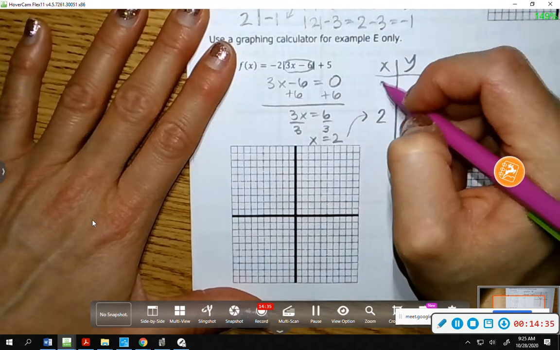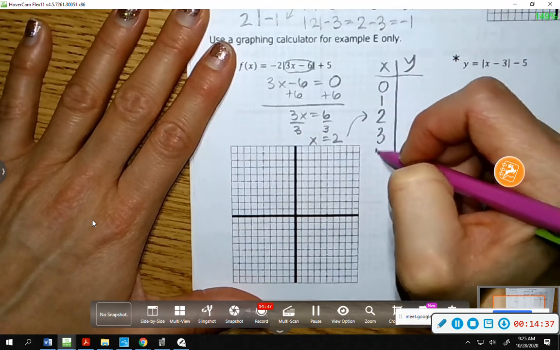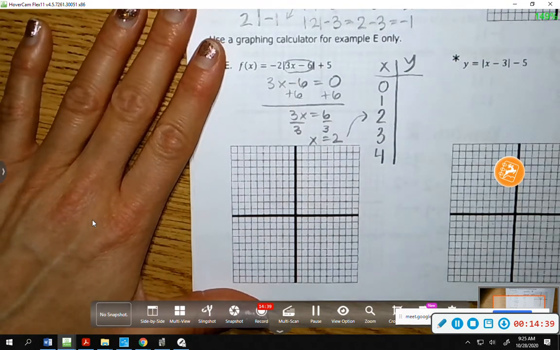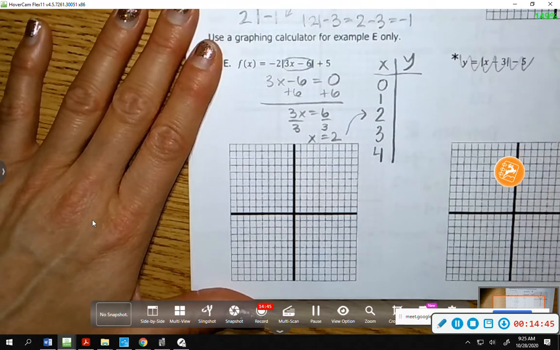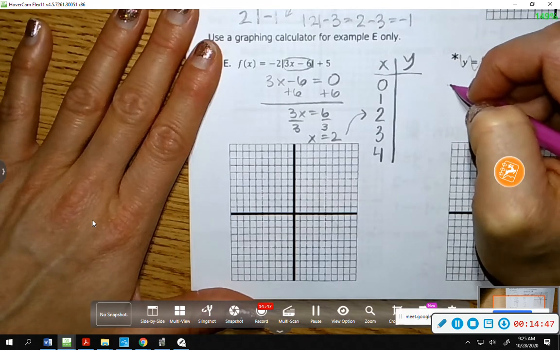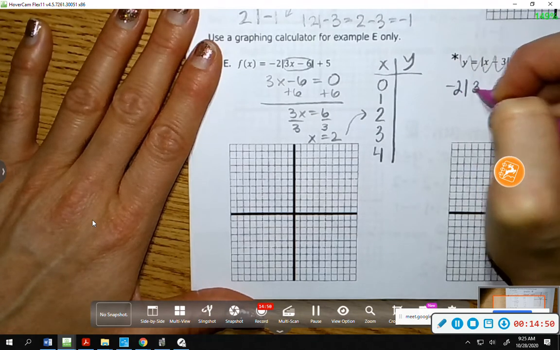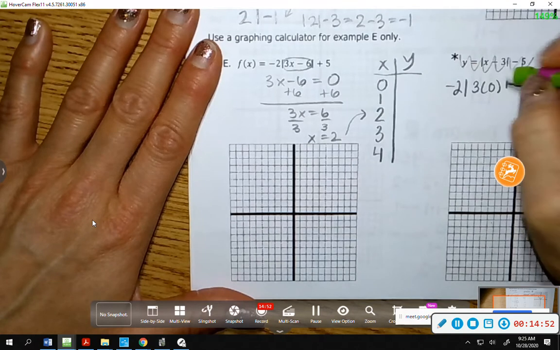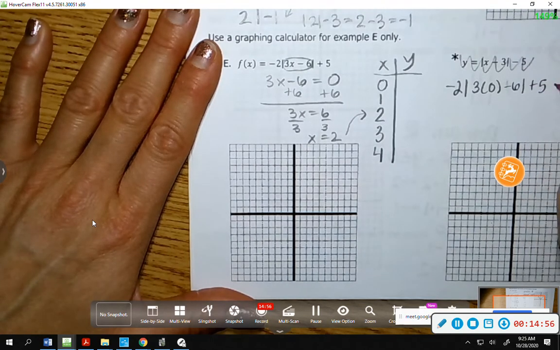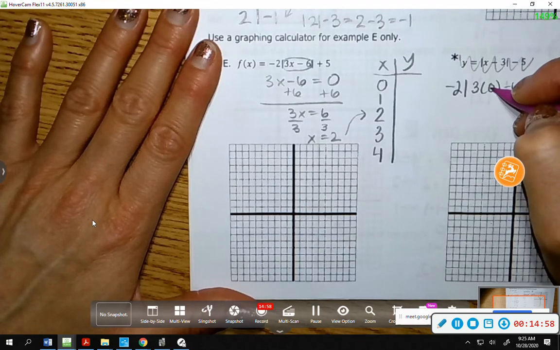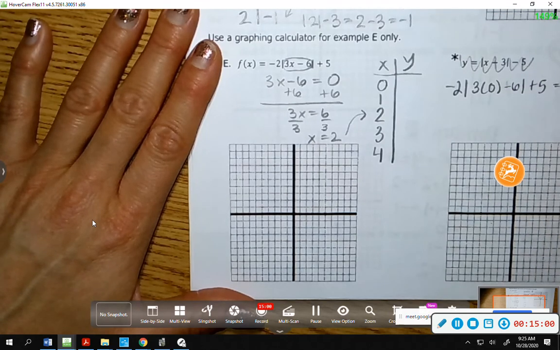So now we'll go 0, 1, 2, 3, and 4 for the x values. And let's plug those in for x. I'm going to use the work over here so that I can write down my work. So 0. So negative 2 times the absolute value of 3 times 0 minus 6, absolute value, plus 5. So 3 times 0 is 0. 0 minus 6 is negative 6. So we have negative 2 times the absolute value of negative 6 plus 5.